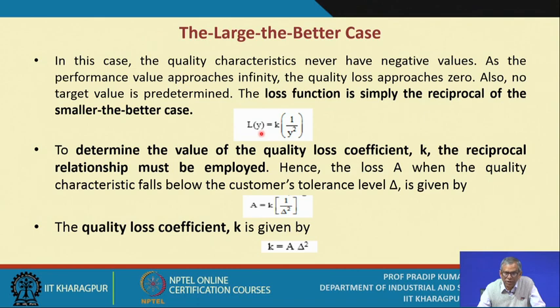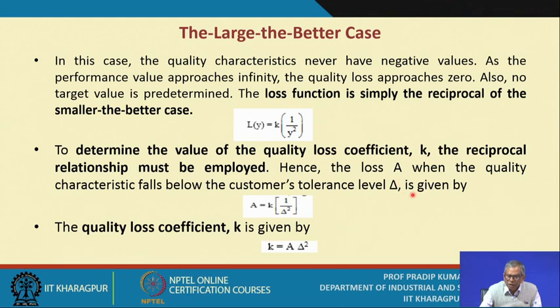Y is the quality characteristic of this type, larger the better case, K into 1 upon y square. To determine the value of the quality loss coefficient K, that means essentially the proportionality constant, the reciprocal relationship must be employed. Hence the loss A, when the quality characteristic falls below the customer tolerance level delta. Is it okay? Just from the opposite side.